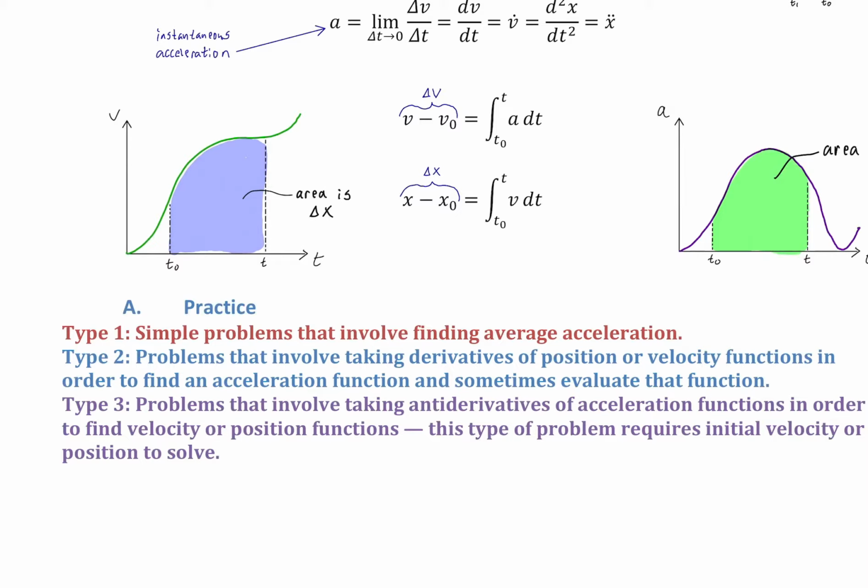So you can see there's a key difference between type 2 and type 3. Type 3 requires extra information. In other words, going from acceleration to velocity and position, taking antiderivatives is inherently more complex, not much more, but it does at least require more information up front to actually solve. Whereas just taking derivatives, you don't need that extra information.